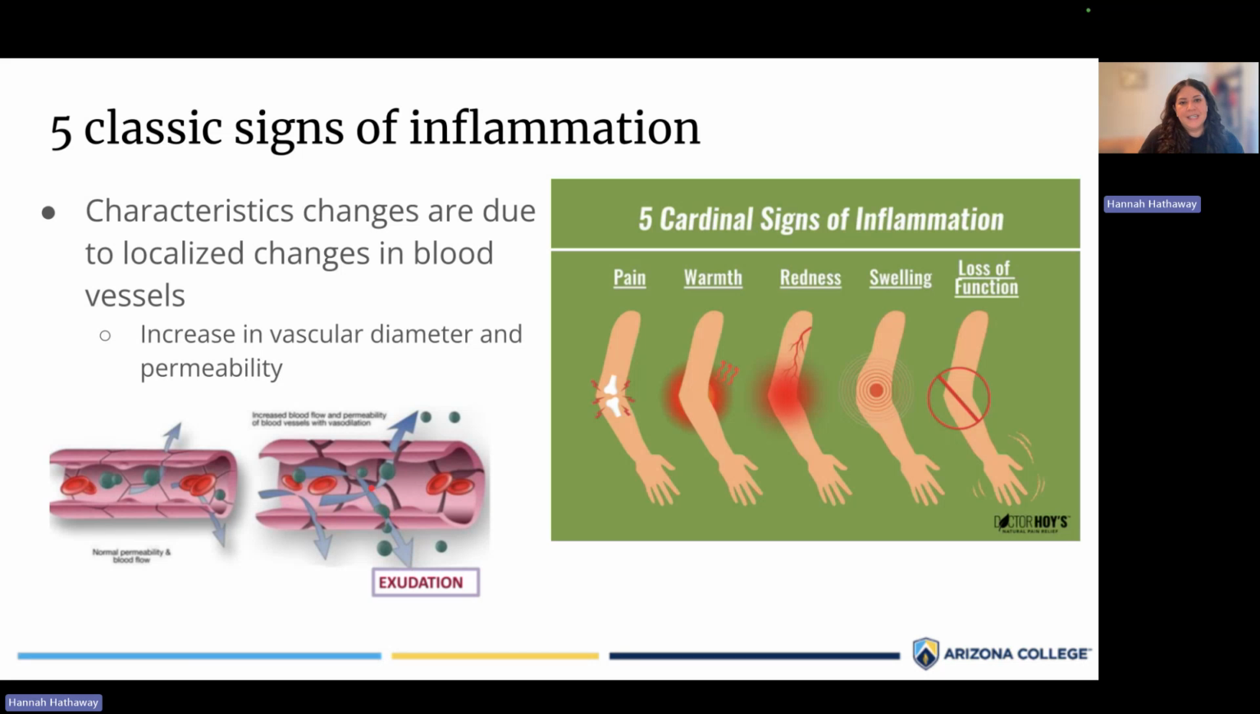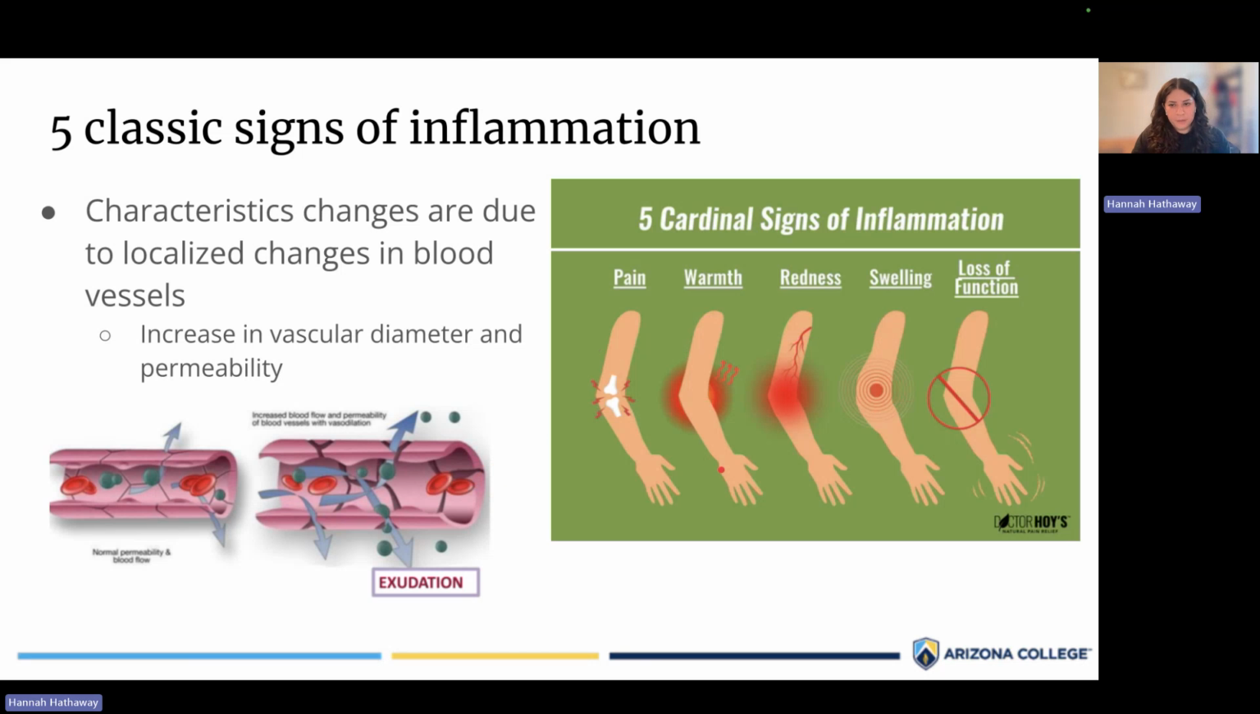So these 5 classic signs are pretty much all due to that increased vascular permeability. So once again, the blood vessels become a little bit leaky, and that's on purpose because that's helping get those immune cells, those white blood cells, to the site of injury. But because the blood vessels are leaky, we're going to see some classic signs. So the 5 classic signs are pain. Once again, the pain is more to stop you from using that area and damaging it more. All these other things are really due to the leakiness.